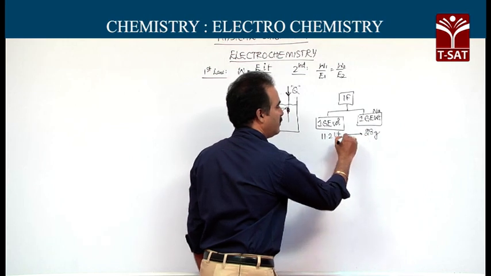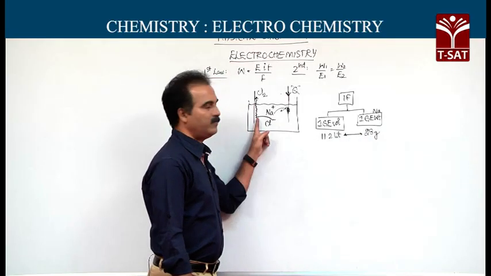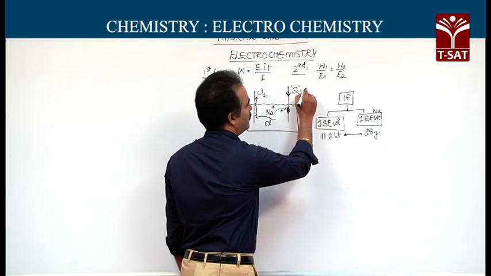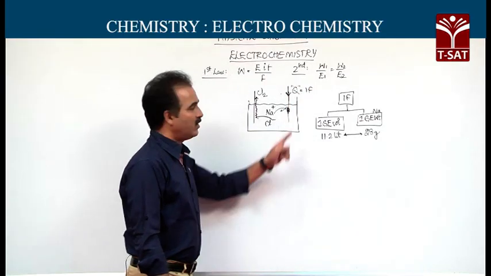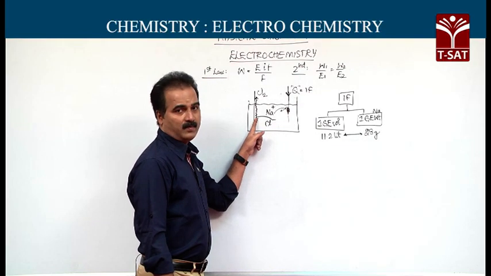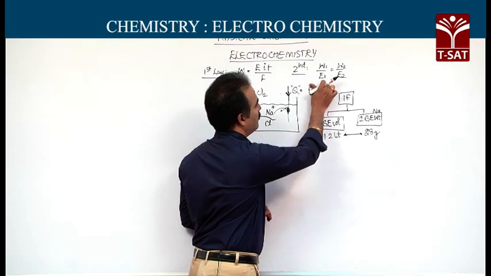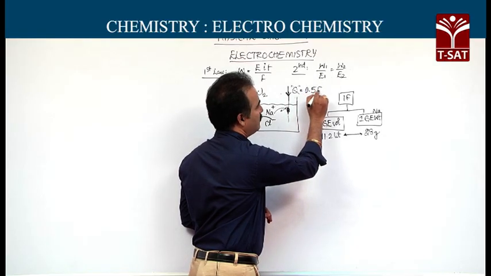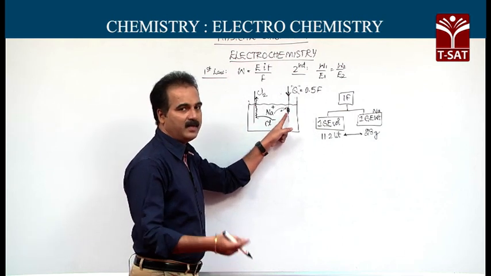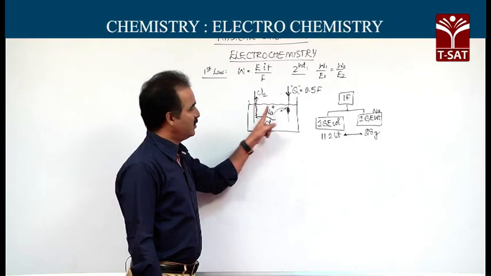So, this is the quantitative relationship between sodium and chlorine. 23 grams will simultaneously liberate 11.2 liters. Suppose I have sent 1 Faraday of charge, you will get 23 grams of sodium deposited here and 11.2 liters of chlorine liberated here. Instead, I am sending 0.5 Faradays. 0.5 Faradays will make 0.5 gram equivalents of sodium, and 0.5 gram equivalent volume of chlorine.